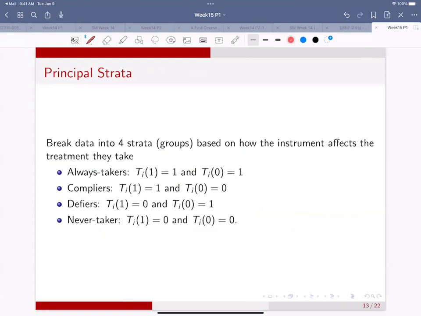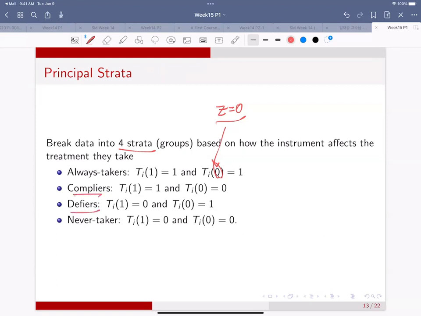And then you may have heard about this. You can actually think of 4 groups. So we have 4 possibilities. Some people may just do it no matter what, right? That means always takers. So T equals 1 even if they receive Z equals 0, they just do it. They are always takers. Compliers, they follow, right? If they are asked Z equals 1, then they take the treatment. If they are asked to take the control, they follow. So that is the compliers.